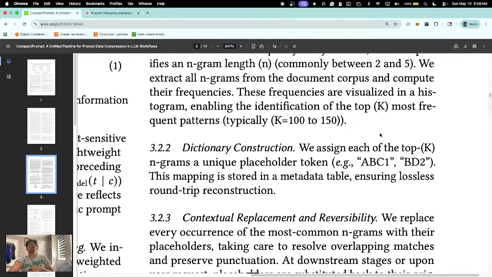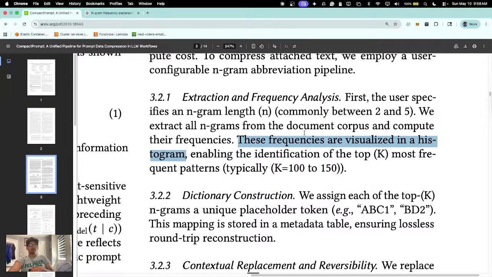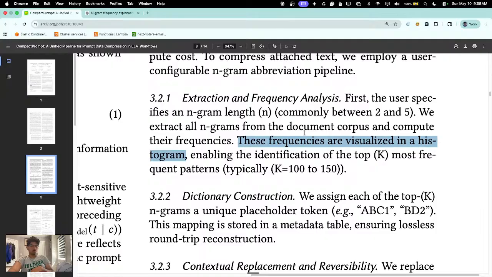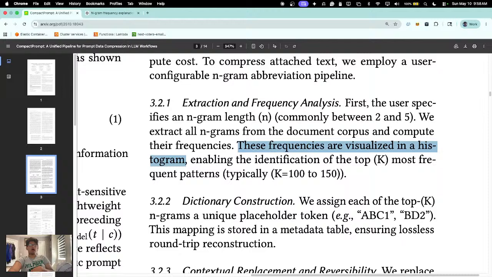Okay, I see. So that's what the top k means. So we're basically figuring out, you don't need to necessarily visualize them, right? That is just something you would do if you're doing a manual workflow of textual n-gram abbreviation. However, I would assume that this would be most useful when it's used for actual automation, right? We're going to use this automated.